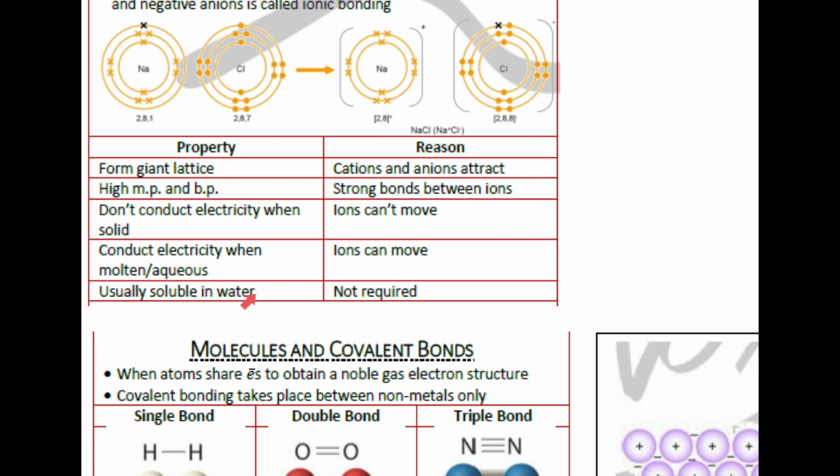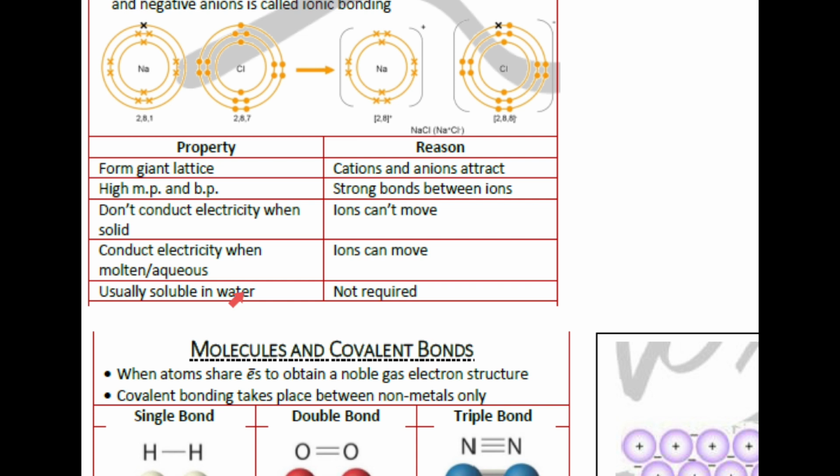Usually soluble in water. Usually only, in general, we say so. For example, sodium chloride can dissolve in water. Usually it is very soluble in water. This general statement is just to compare with covalent compounds that we will learn later.